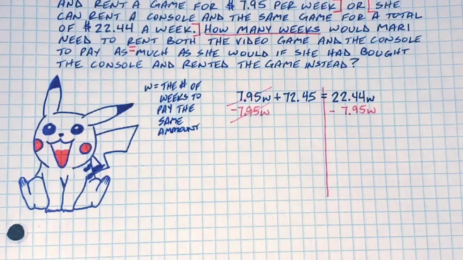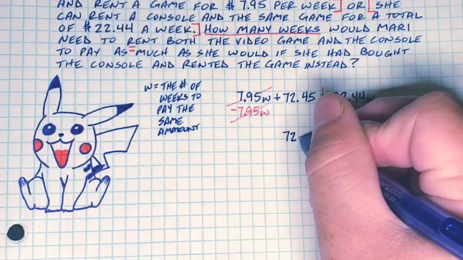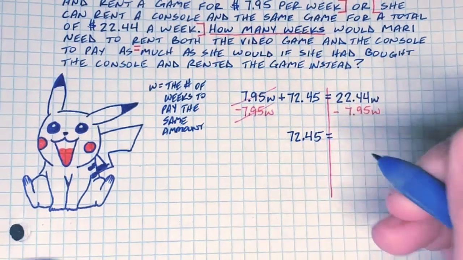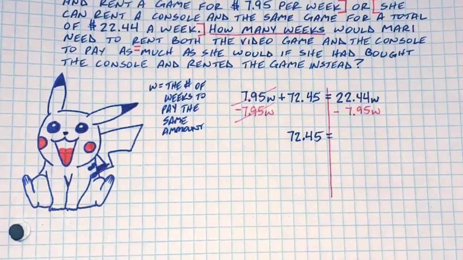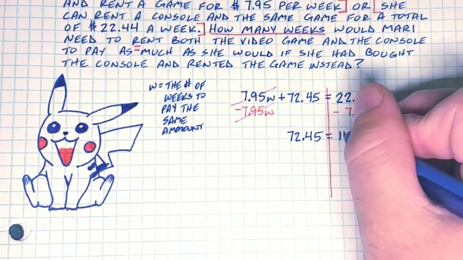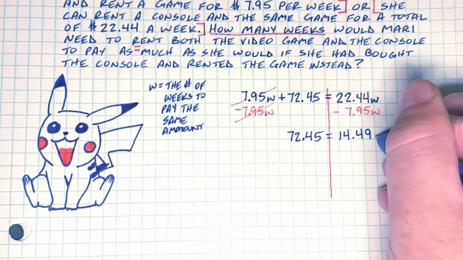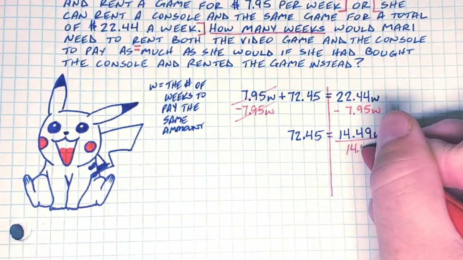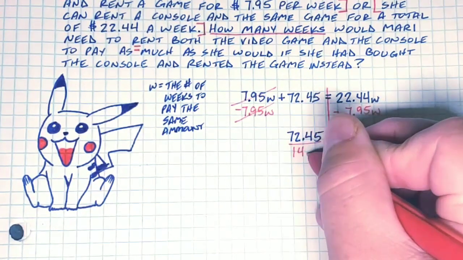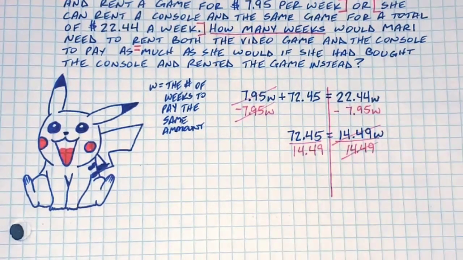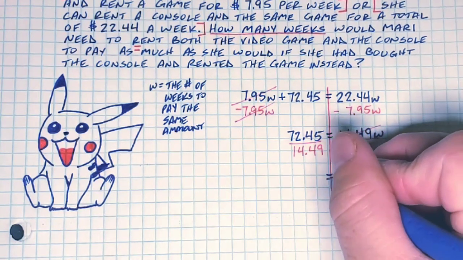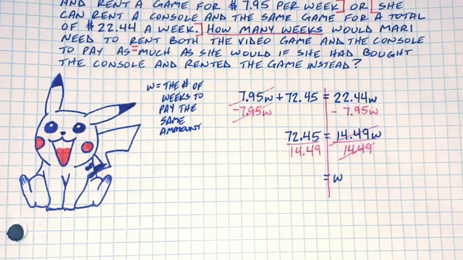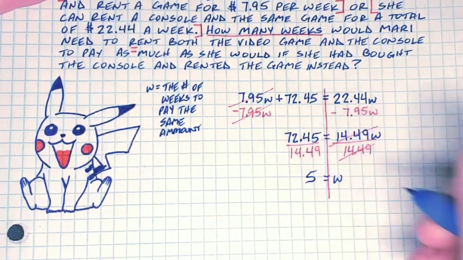All right, that leaves 72.45 equals, all right, 22.44 minus 7.95 would be 14.49 W. And then we need to divide both sides by 14.49. These cancel out. That leaves the W by itself. 72.45 divided by 14.49 is 5.